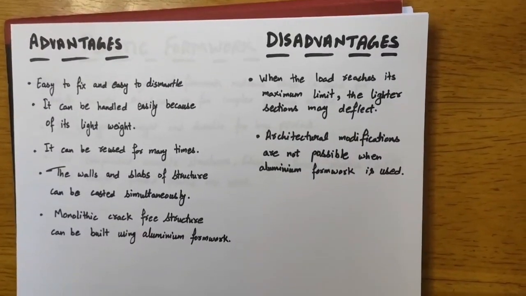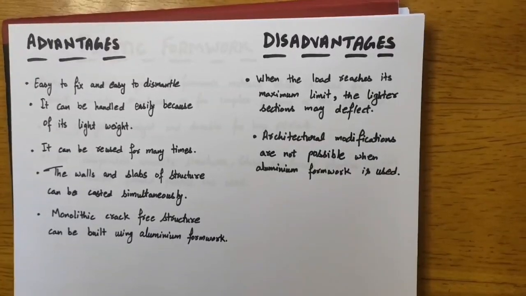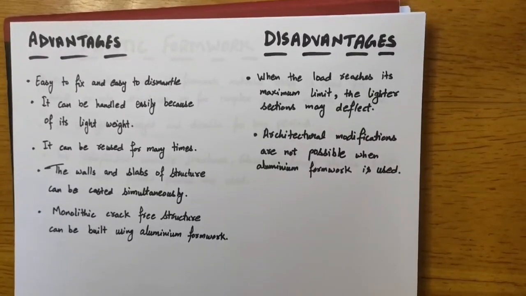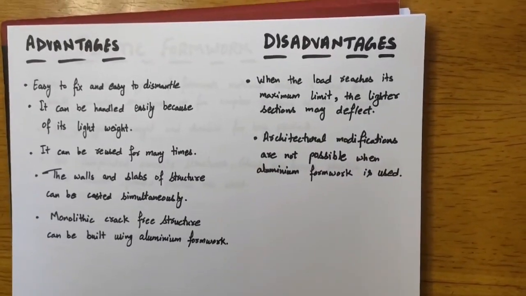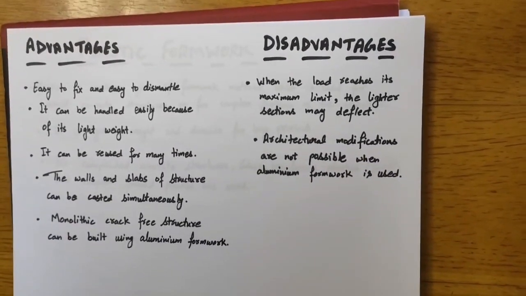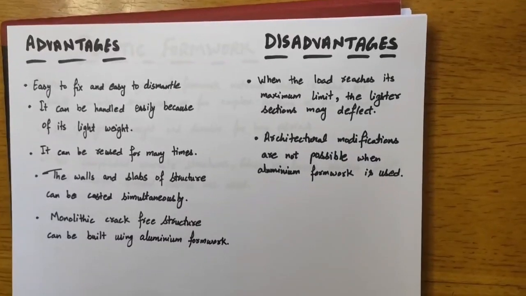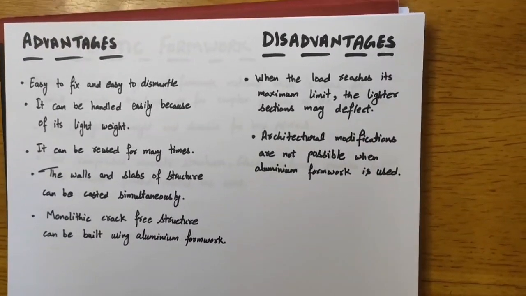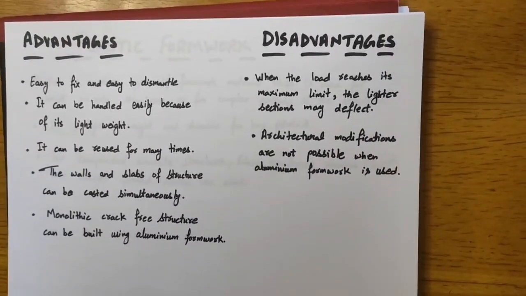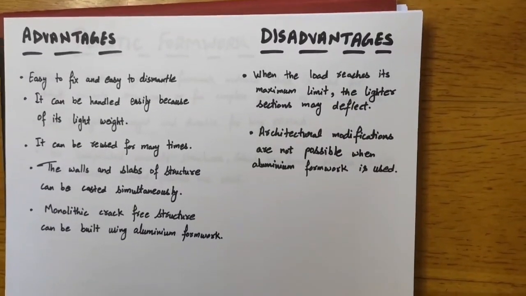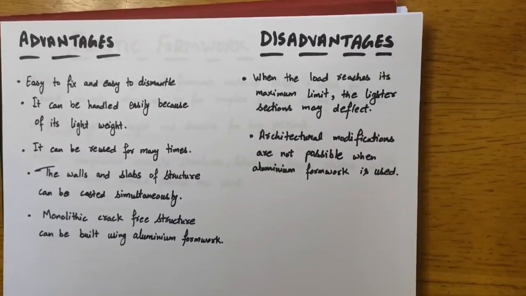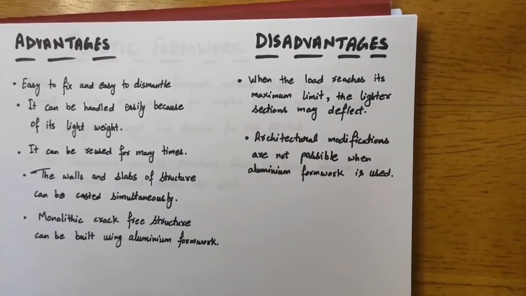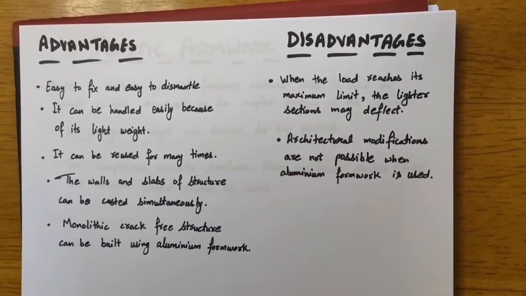When the load reaches its maximum limit, the lighter section may deflect. So they cannot carry that much load. If the load of the concrete is too much, if the thickness, the depth, the dimensions of the structure are larger and the weight of the concrete is too much, in such conditions the aluminium formwork sections may deflect, they can deform their shape.